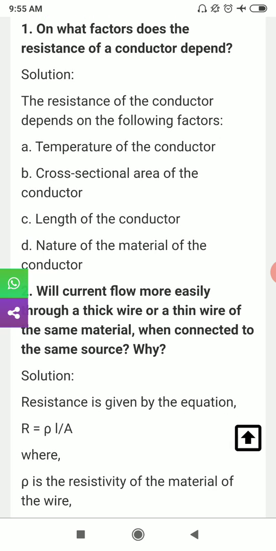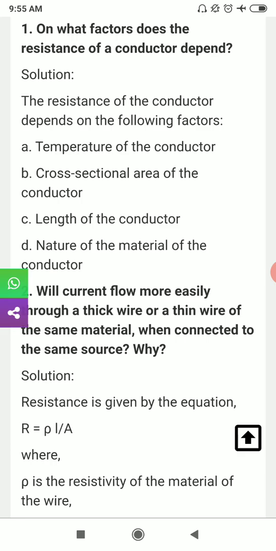One more question. On what factors does the resistance of a conductor depend? It means, which are the factors which change the resistance? The resistance of the conductor depends on the following factors. Number 1, temperature of the conductor. 2, cross-section area of the conductor. 3, length of the conductor, and fourth, nature of the material of the conductor. These are the things which affect the resistance.